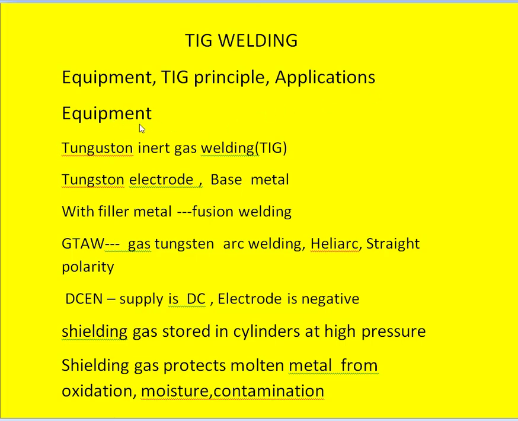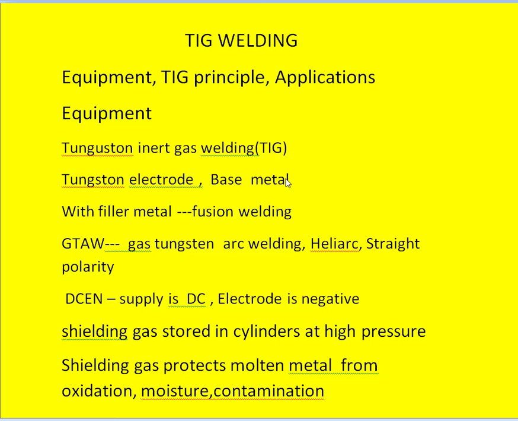Coming to the first, equipment. Why TIG? What is the abbreviation of this? That is tungsten inert gas welding, so we represent it with TIG. The electrodes that are used here are tungsten electrodes. It is not a consumable electrode, because its melting temperature is very high, so it acts as a non-consumable electrode.